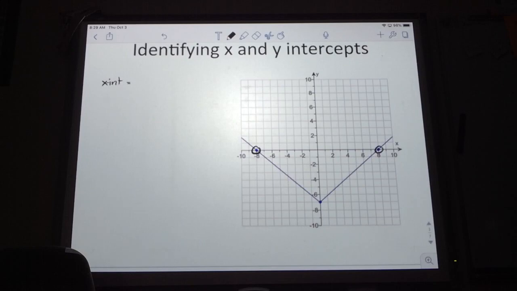You have to put those in ordered pairs. So x-intercepts is where your y is 0, so that would be -8, comma 0, and 8, comma 0. If it asks for your y-intercepts, your y-intercept is down on the bottom. Because it's a y-intercept, your opposite letter will be 0, so your x is 0, and then your y is down at -7.